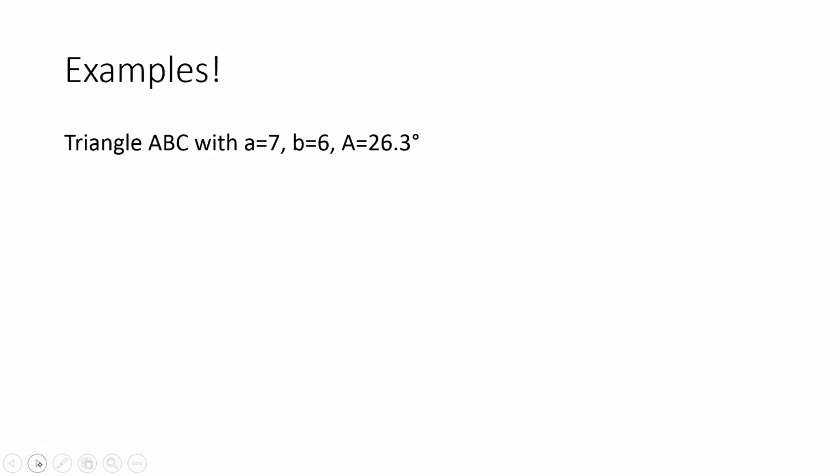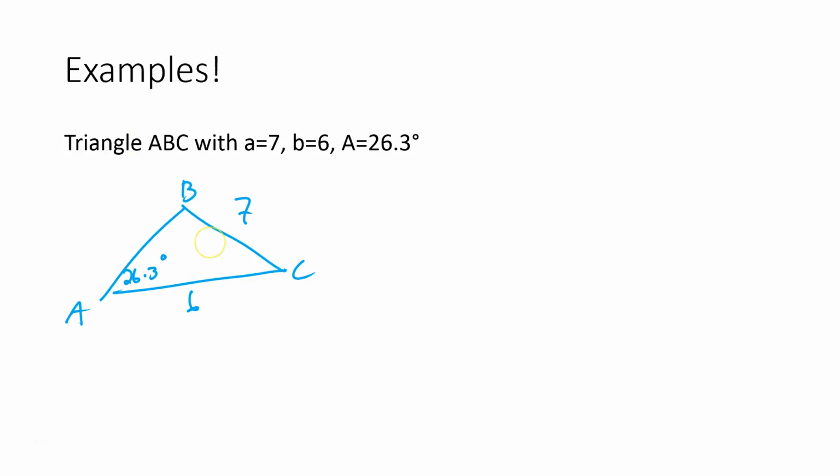All right, let's try an example. So here we have triangle ABC. I always draw triangles the same, which is just fine. So we got A, B, C. And they tell us that side A is 7, side B is 6, and angle A is 26.3 degrees. Well, that's not a horrible drawing. The 7 should be a little longer maybe, but that's okay.